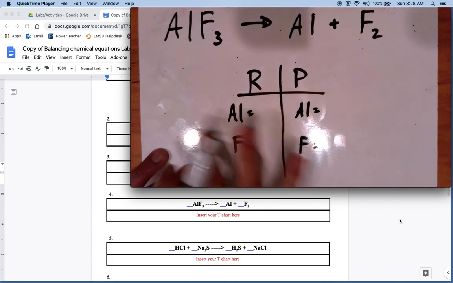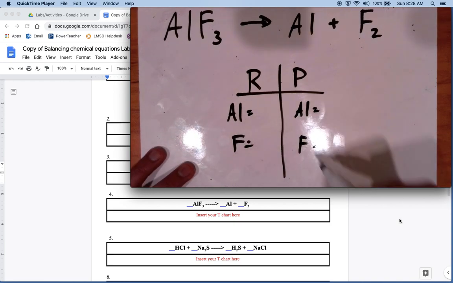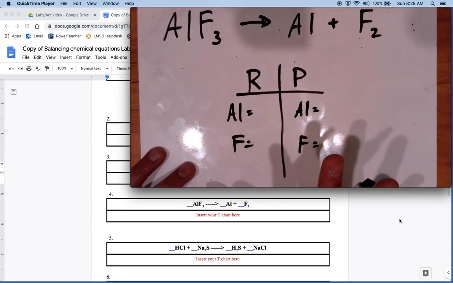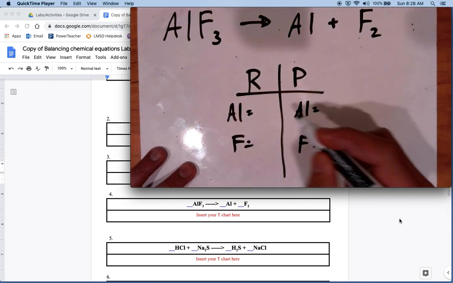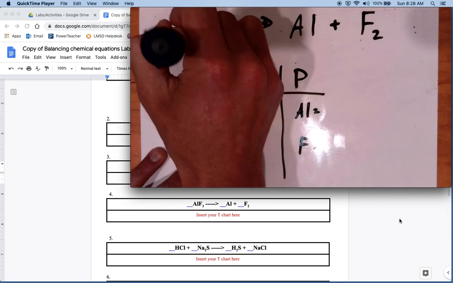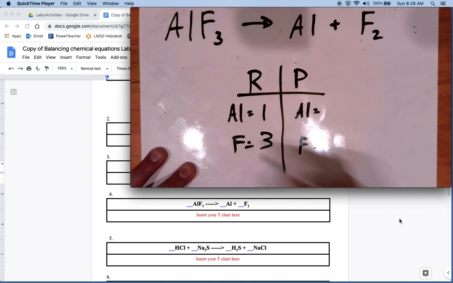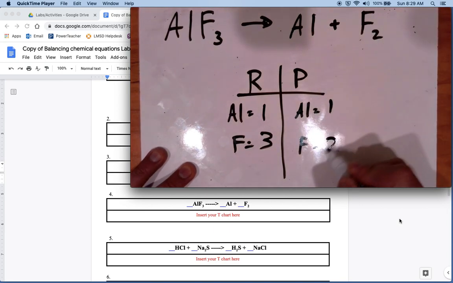Right now, all the basic stuff is just two atoms on both sides. It does get a little more difficult, like number 5, which has a few more that make it more challenging. That's why the T-chart is really helpful instead of trying to do it in your head. So aluminum, we have 1, because AlF3, and remember when there's no number after it, that means there's 1. F, there's 3. This side, aluminum is 1, and F2, that's 2.